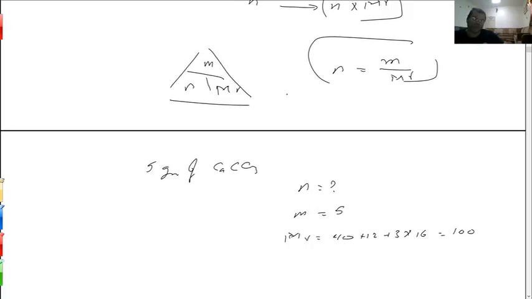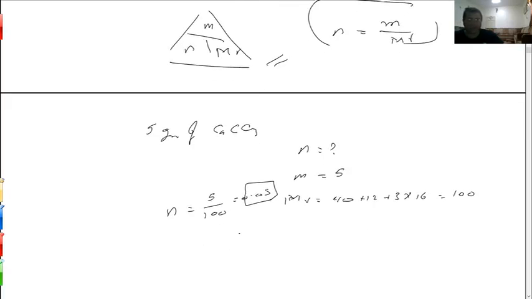And then the rule, we have it already here. So the number of moles equals mass, which is 5, over the 100. And this one gives you 0.05 mole. By this way, you can calculate the number of moles.